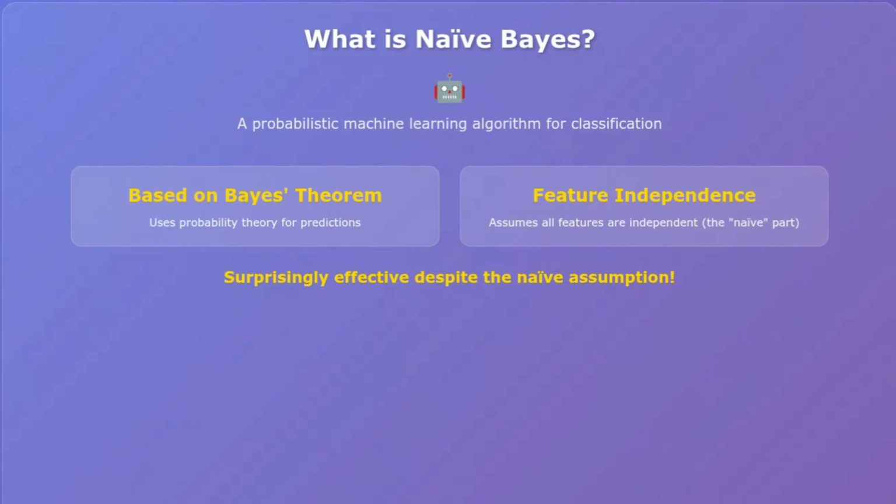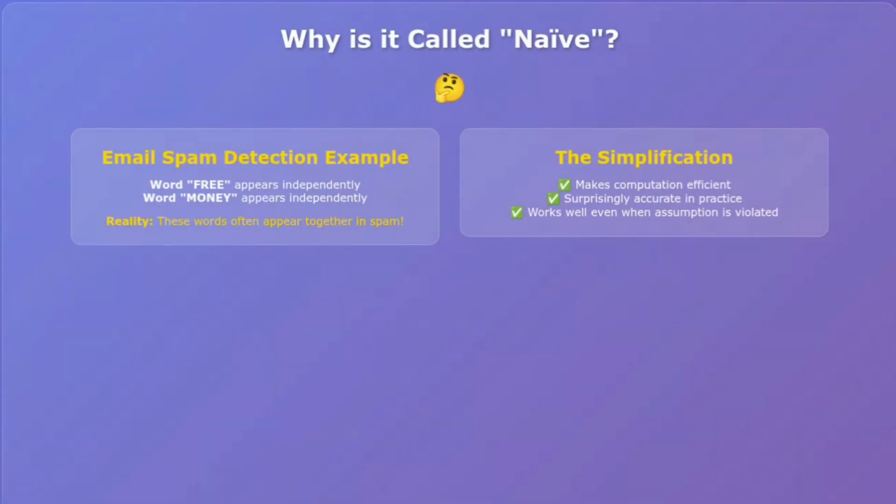The algorithm is called naive because it assumes feature independence. For example, in email spam detection, it assumes that the presence of the word free is independent of the word money appearing in the same email. We know this isn't true. These words often appear together in spam emails. But this simplification makes the algorithm computationally efficient and surprisingly accurate.